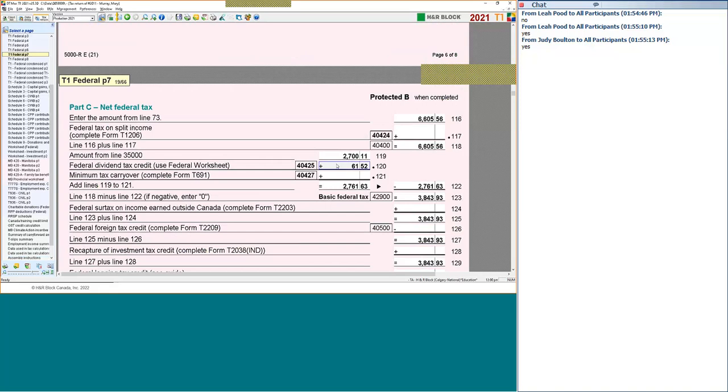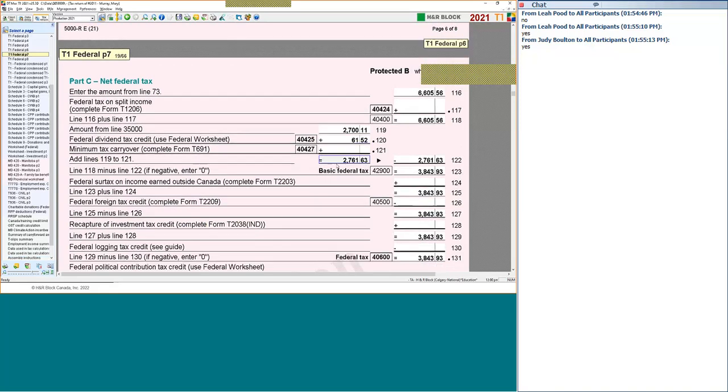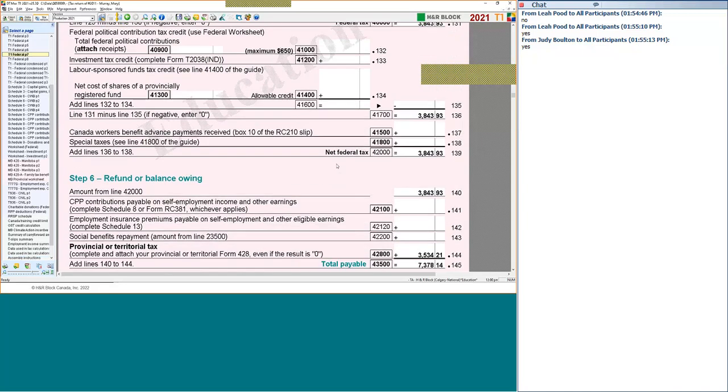It's going to come straight from the tax slip. In this case, we don't have to calculate it. It's straight from the tax slip. That's going to bring her federal tax down to $384,393. I'm going to do some provincial things.